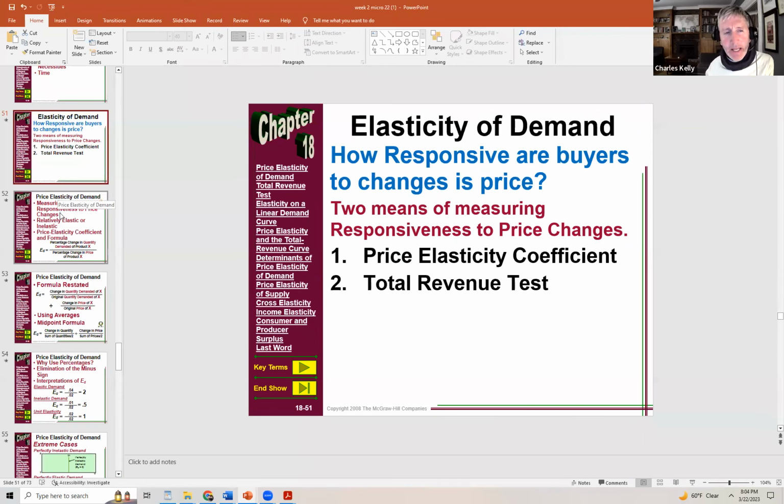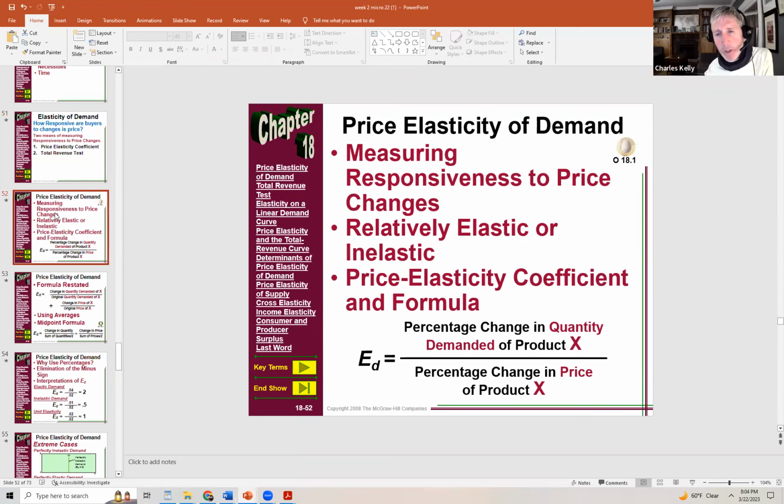So what is elasticity measuring? How do we determine it mathematically? Well, we use the coefficient of elasticity. What we're doing is measuring percentage change in quantity demanded over percentage change in price. So we don't use change in quantity demanded over change in price. We have to use percentage change in quantity demanded over percentage change in price.